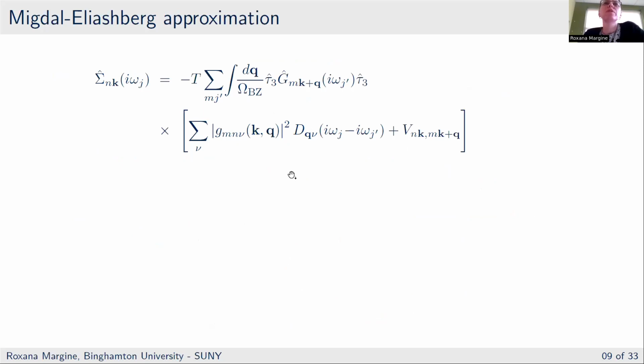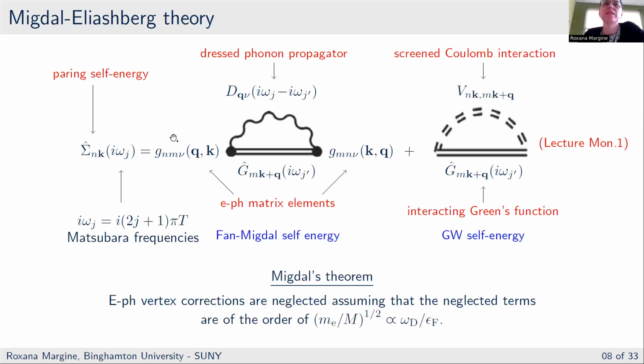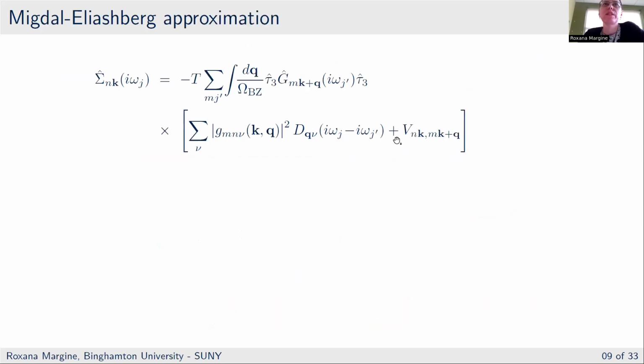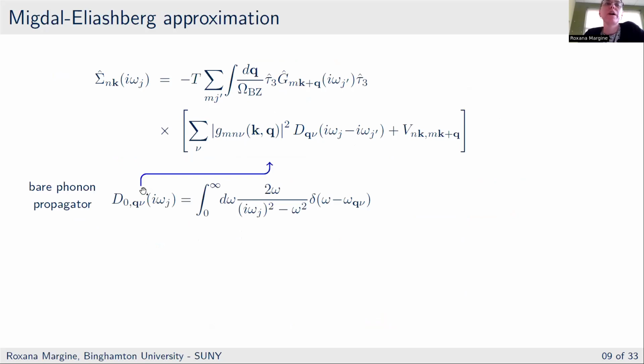So now I'm just rewriting, converting this diagrammatic representation into a full expression for the electron self-energy. And the first step is to replace the dressed phonon propagator by its bare counterpart. So again, this is an approximation, which means that any renormalization of the phonon frequency or any line width due to electron-phonon or phonon-phonon interactions are neglected at this point.